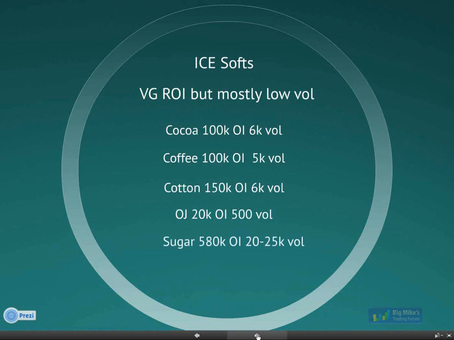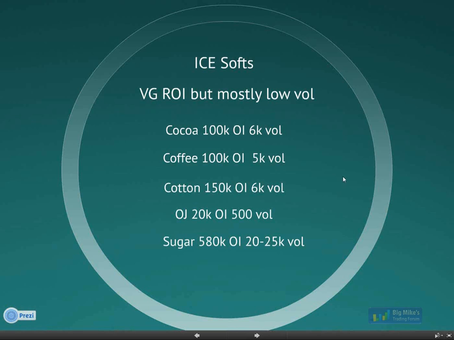That one's the one to stay away from. Sugar has huge open interest, 580,000 for the softs, 25,000 volume. But on sugar, right now, it's been kind of less volatile. You cannot get very far out of the money on those either, so you're going to be playing kind of tight if you're selling options there, and that will make it riskier.